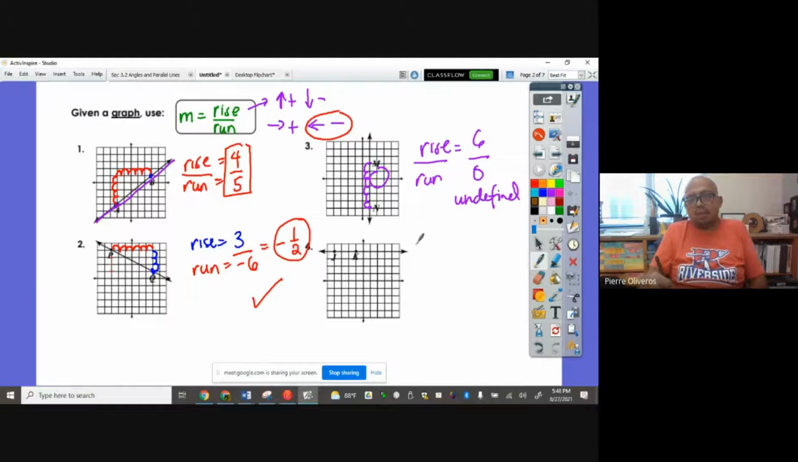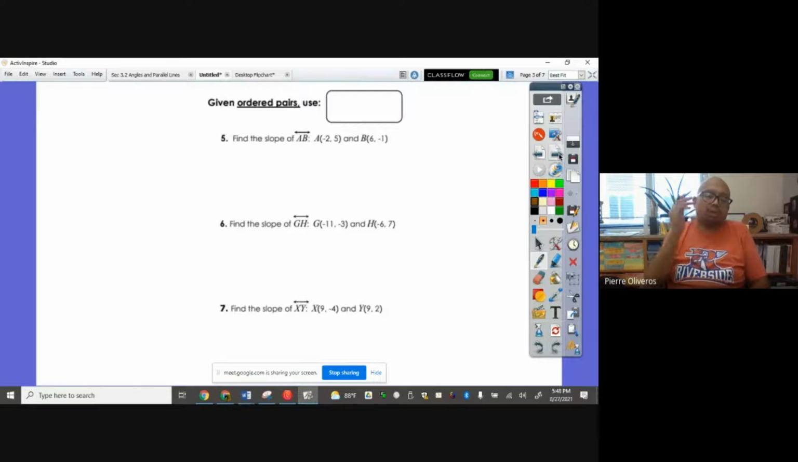Next, if you have horizontal, you don't need to go up because you're already there. Let's say you're in J. And the run, you have to go 1, 2, 3. 0 over 3 is 0. So the slope there is 0. Okay? And that's how you apply rise over run.